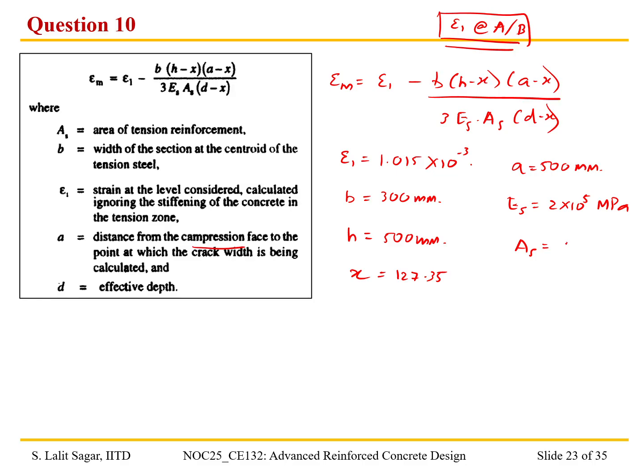942.5 mm squared. And ultimately B is 450 mm. Okay. So when we plug all these values, the value of epsilon 1 at A and B turns out to be 7.867 into 10 to the power minus 4.